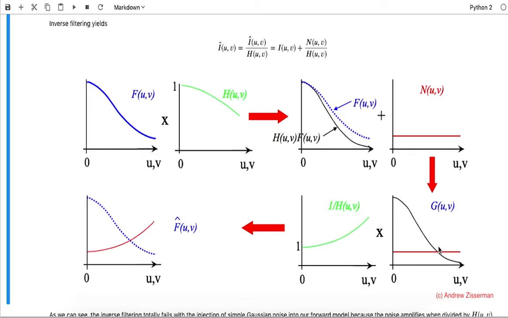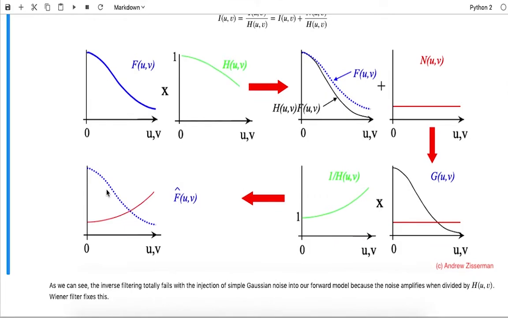See here, whatever is beyond this intersection is not supposed to be amplified, but it does. So that's why we get such a thing in the Fourier domain, and when we take the inverse Fourier transform, you get these high frequencies.